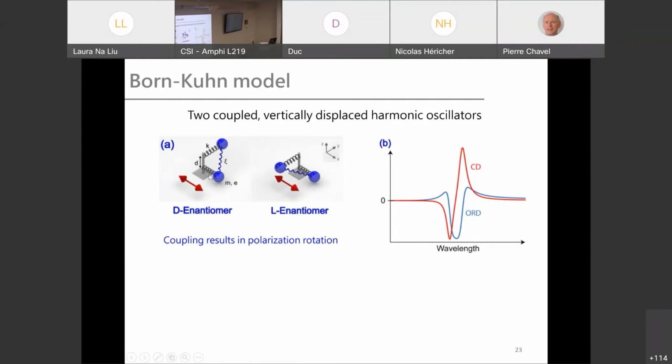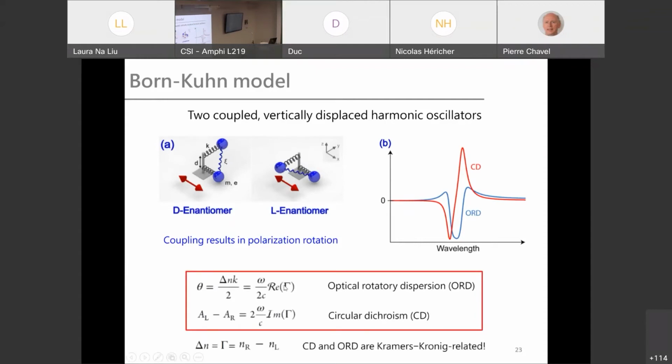the outgoing light will not only be polarized along the y direction, but rather it will also have a component along the x direction due to the interaction between the two harmonic oscillators. Therefore, this results in the polarization rotation effect. So after some effort using the Born model, one can derive the optical rotary dispersion, which is a function of omega over 2c, and that is the real part of gamma.